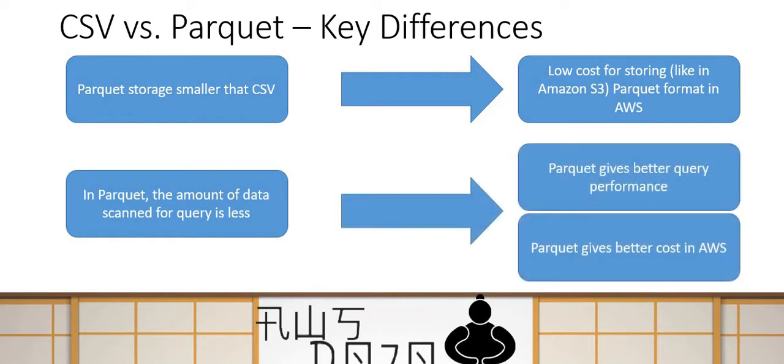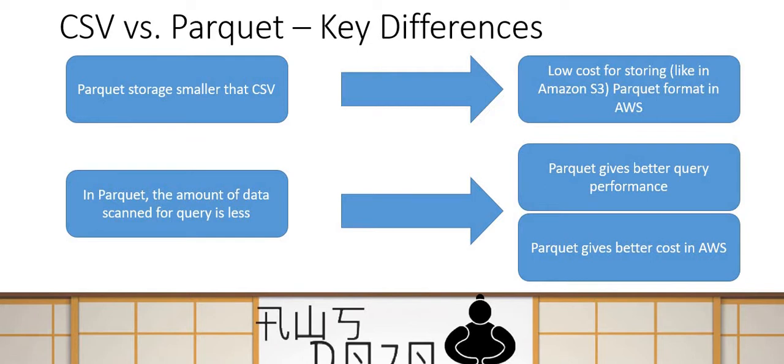For the second point, the claim is that Parquet gives better query performance because it is column-based storage. That's good news. And since in Parquet the amount of data you scan is less, it again gives a better cost in AWS.